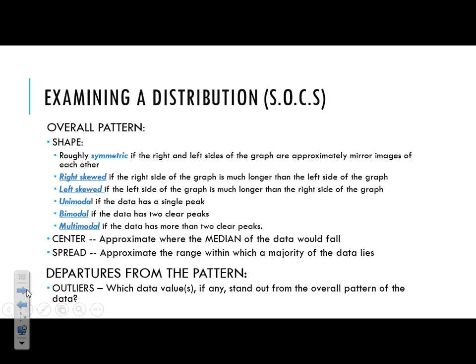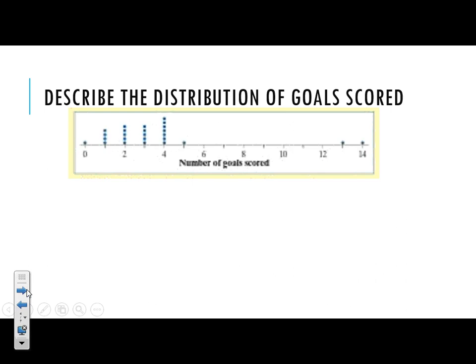All right, so that's where the acronym S.O.C.S comes from. Anytime I ask you to examine a distribution, I expect you to comment on its shape, its outliers, if any, its center, and its spread. So let's go through an example and see how this would work, all right, if we're going to examine a distribution. So let's go back to our distribution of goals scored by the U.S. women's soccer team. So if we take a look at this distribution, again, we want to examine it in 4 different areas, okay? Shape, outliers, center, and spread.